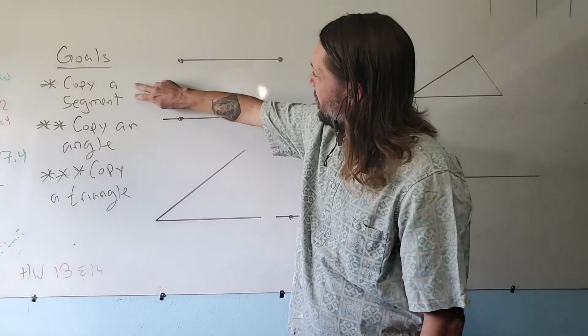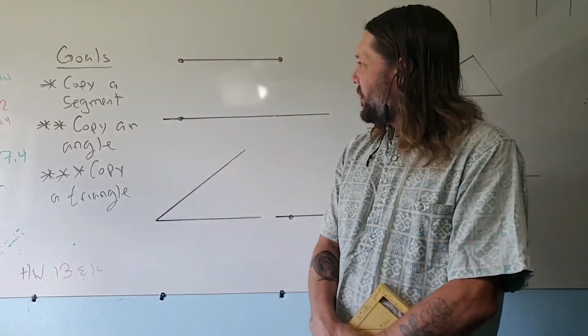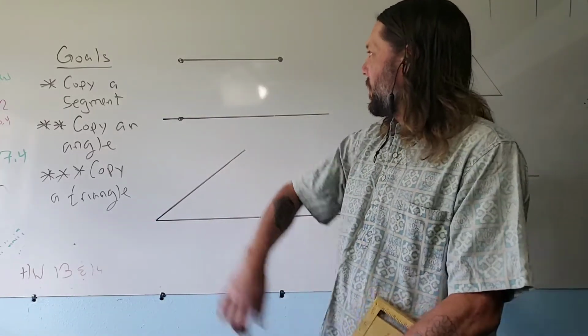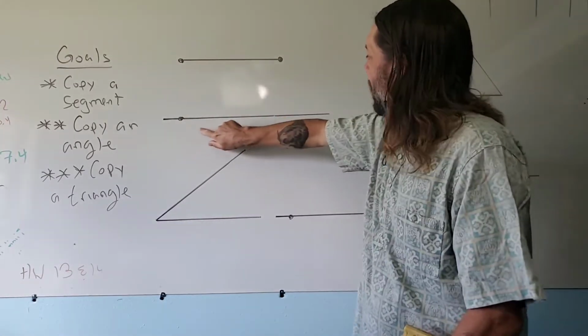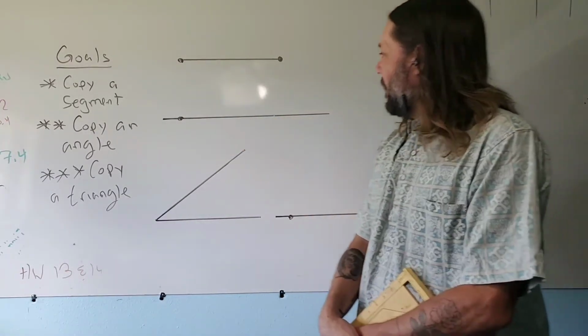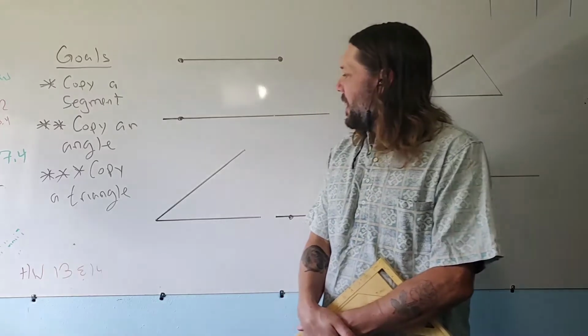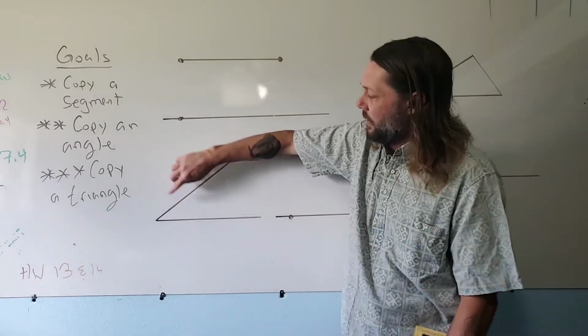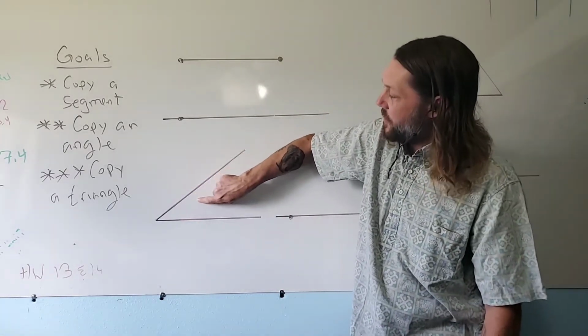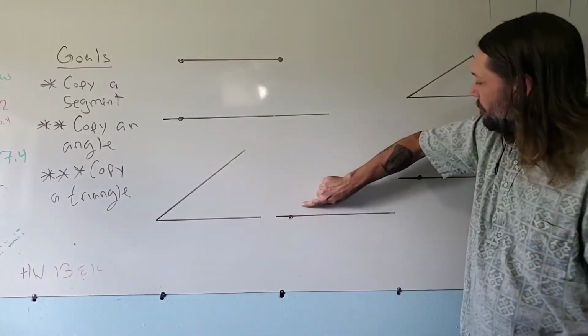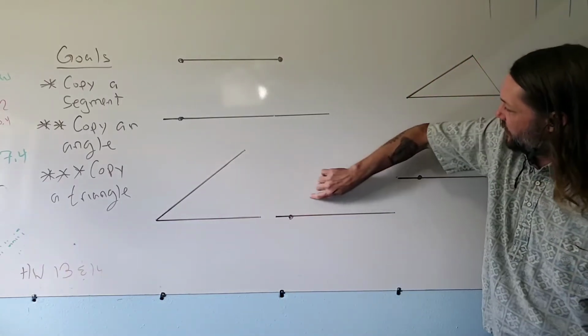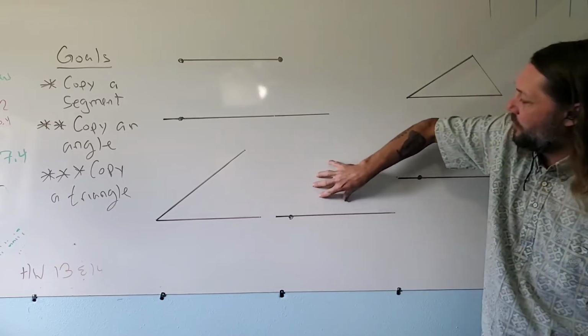My first goal is I want to copy a segment, and when I'm copying a segment, I'm literally copying a length. So I want to copy this length onto here. The next thing I want to do is copy an angle. I want to take this angle, which, you know, angles are measured by how much they open, and I want to build it onto this. So I want to duplicate this angle over here.